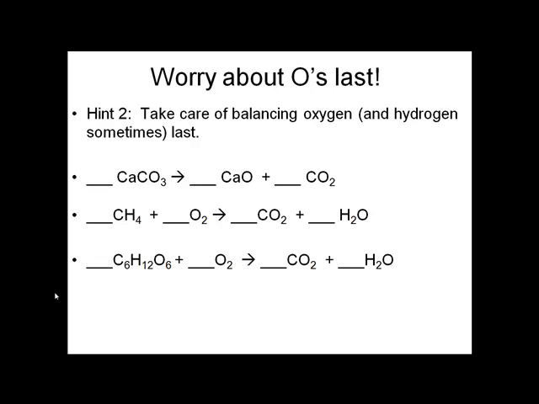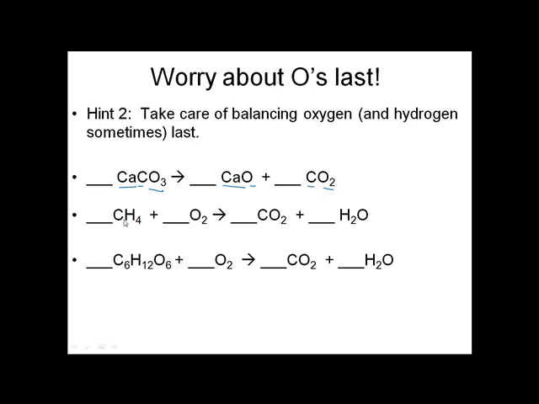First example, we have 1 Ca here, 1 Ca here, good. 1 C on the left, 1 C on the right, 3 oxygens on the left, 1 plus 2 is 3. So that's balanced as it is, with just 1s written across there. All right, let's look at our next example.